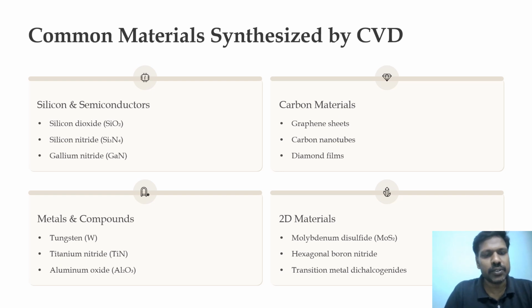Materials made using CVD. CVD is used to make many useful materials. Semiconductors like silicon compounds are used in electronics. Carbon materials like graphene and carbon nanotubes are used in nano devices. Metal compounds are used as protective coating. New two-dimensional materials are used in advanced electronics and sensors.